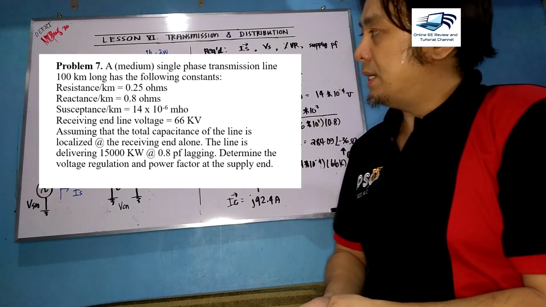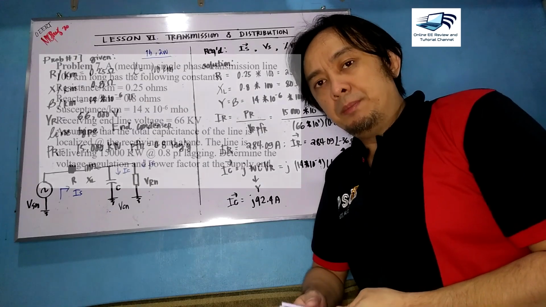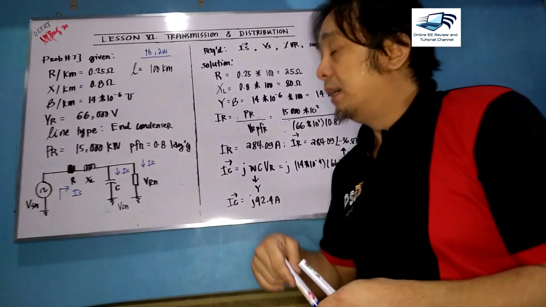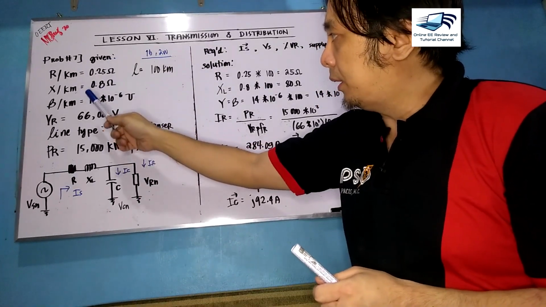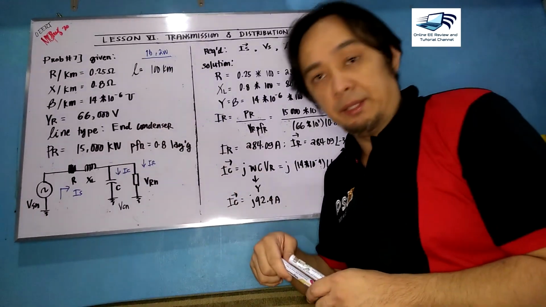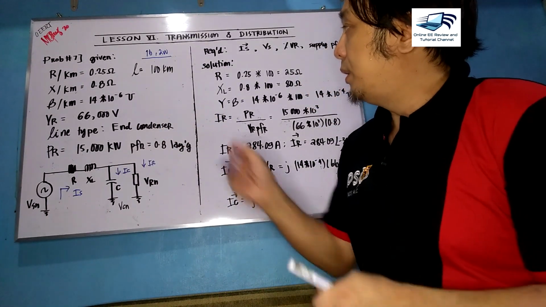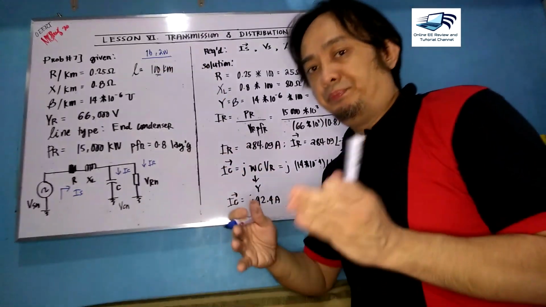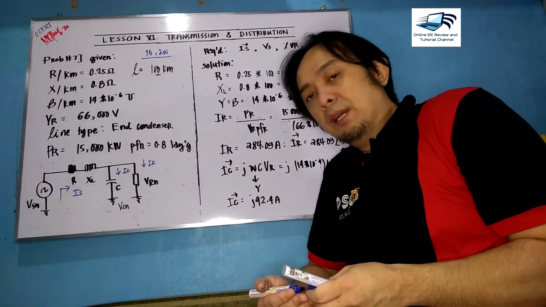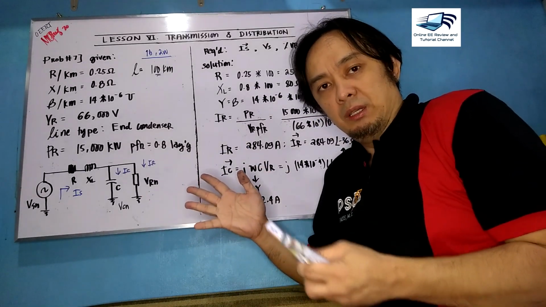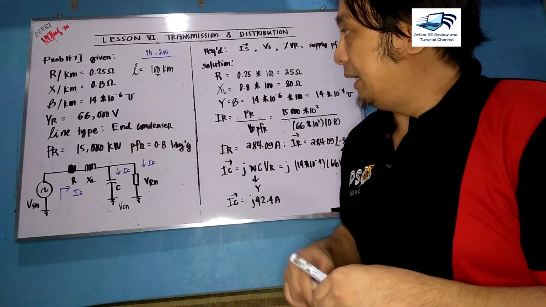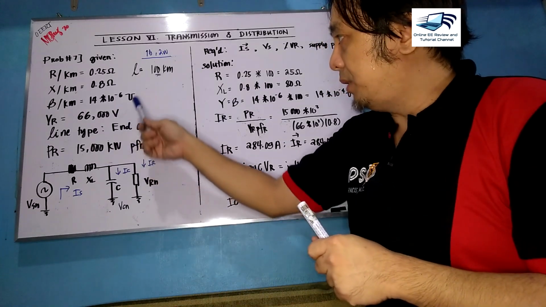So in this case, it's already expected. The problem is an end condenser. So we have the following given as well: the resistance per kilometer, the reactance per kilometer. The length of the line, by the way, is 100 kilometers, which means we can now treat the system in terms of a medium line. Because medium line is 80 to 140 kilometers with that range. And from here, we have the susceptance.